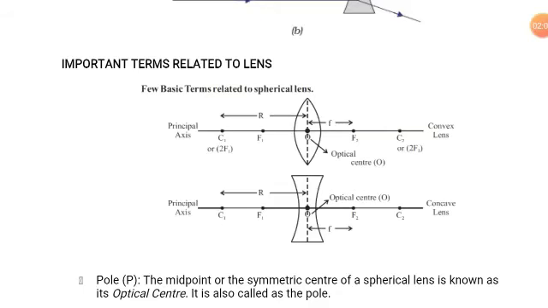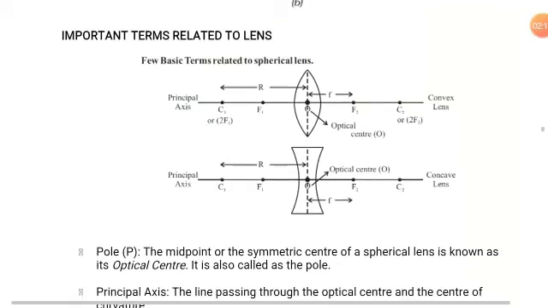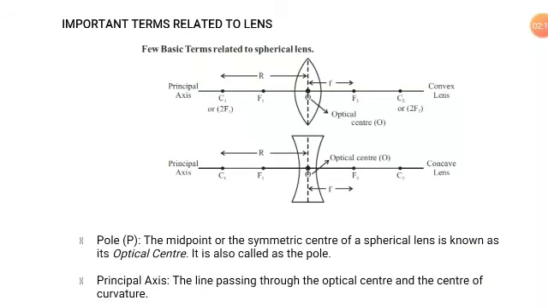Now, important terms related to lens. The first one is the pole. The midpoint or symmetrical center of a spherical lens is known as the optical center. It is also known as the pole. In between the lens you can find it.